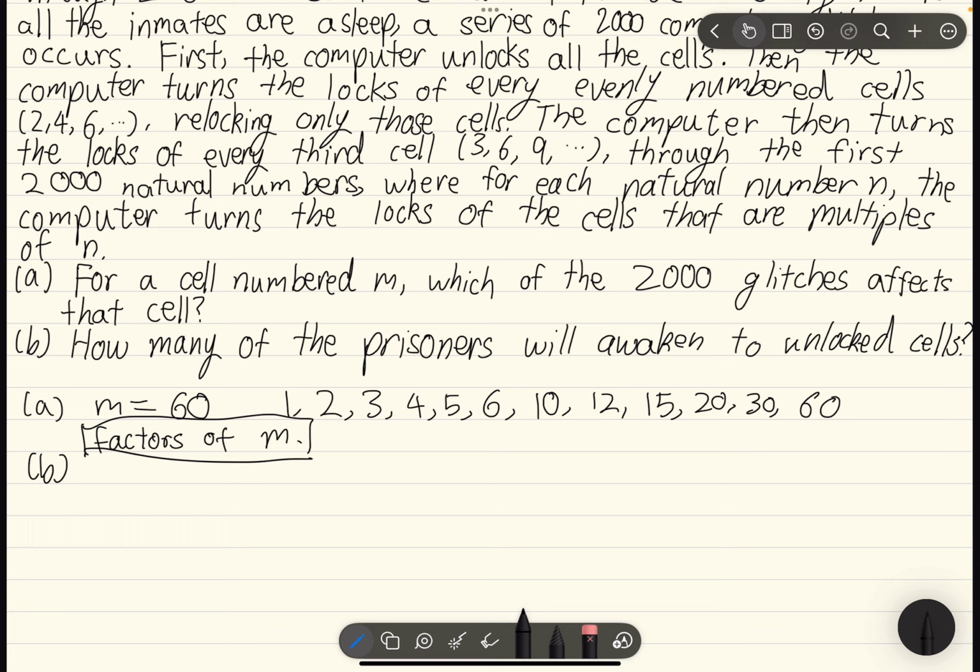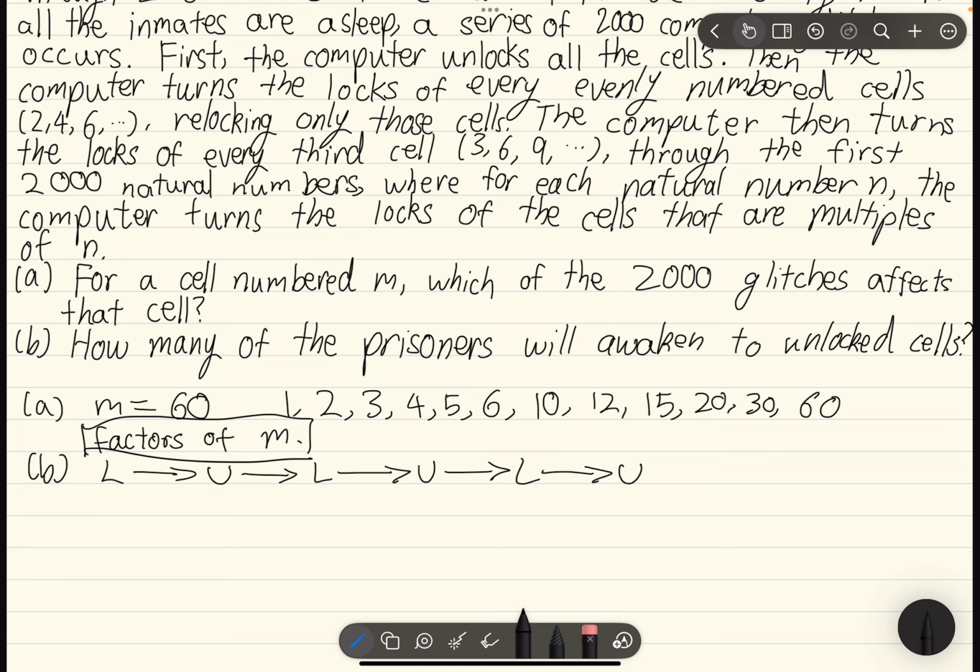There are only two situations that a cell could be in, unlocked or locked, in this question, unless the lock gets stuck or broken or something. But in this question there are only two situations. And at first, before all the glitches happened, obviously these cells were locked. So you go from locked, which we'll call L, to the first glitch where everything is unlocked. Then after some other glitch, locked, then unlocked, then locked, then unlocked, right? Every time there's a glitch, the situation flips.